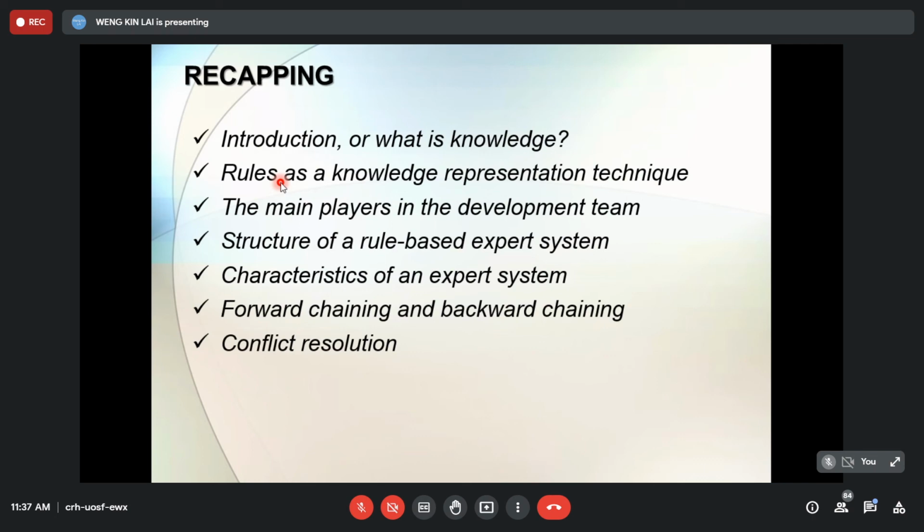Then we spent some time to look at the structure of your rule-based expert system, right? So what is the structure of your rule-based expert system? And we looked at some of the main characteristics of an expert system. Before we looked at the 2 main methods of the inference engine, how does the inference engine work? We looked at 2 methods, which are forward chaining and backward chaining. Forward chaining is data-driven, whereas backward chaining is objective-driven, or goal-driven. I think that's the correct word, goal-driven for your backward chaining.